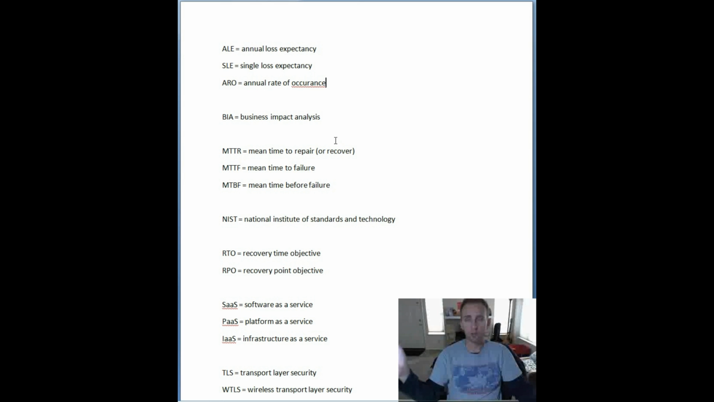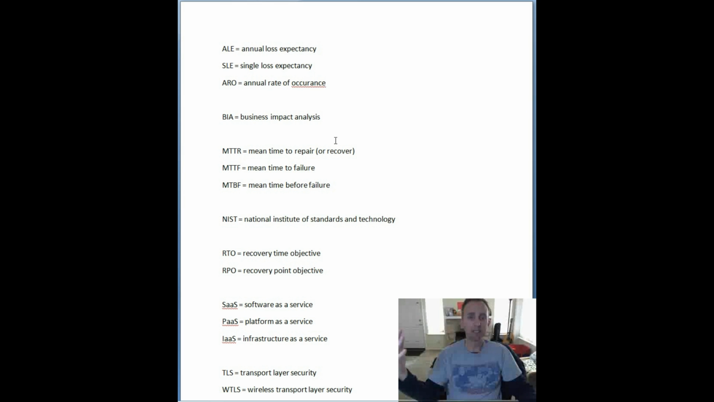Business impact analysis, you'll see that a lot. That's more on the business side of this certification. Mean time to repair, sometimes also called mean time to recover. Mean time to failure, and mean time between failures. These are again for disaster occurrences, server crashes. And they're basically metrics which will tell you how long until the machine should be repaired through your business objectives, and how long a server or product is expected to last before it fails, etc.